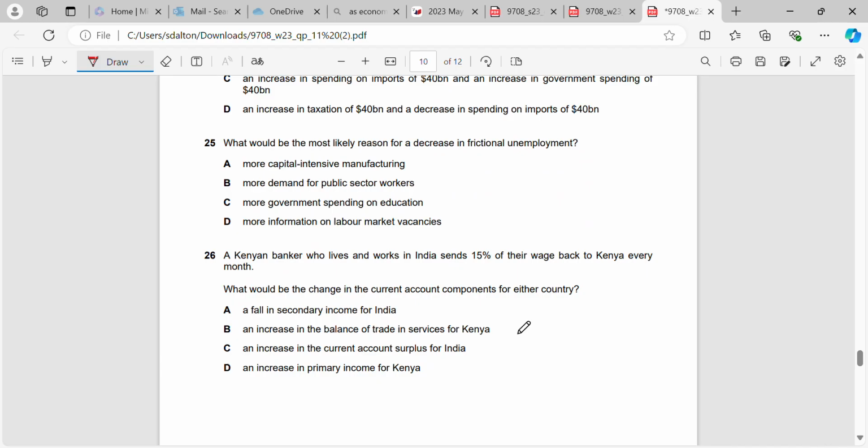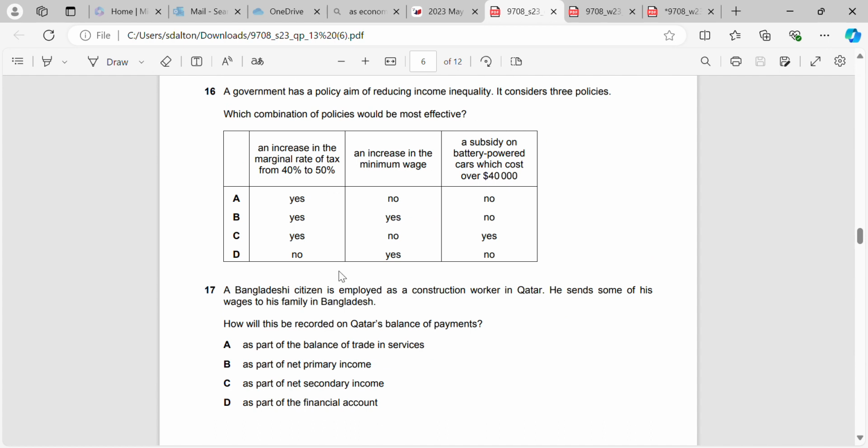Okay, 26. Now, what I want to show you guys first is a paper that I literally just recorded. A Bangladeshi citizen, so this looks like the exact same question, right? A Bangladeshi citizen is employed as a construction worker in Qatar, and he sends some of his wages to his family in Bangladesh. How will this be recorded on Qatar's balance of payments? And we said that that's recorded as a part of the net primary income.